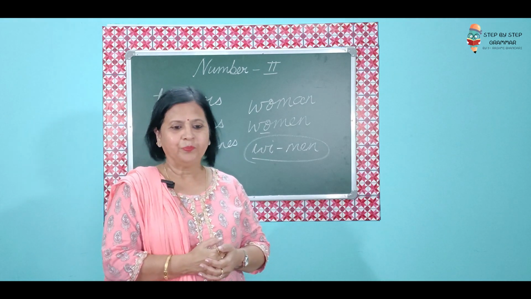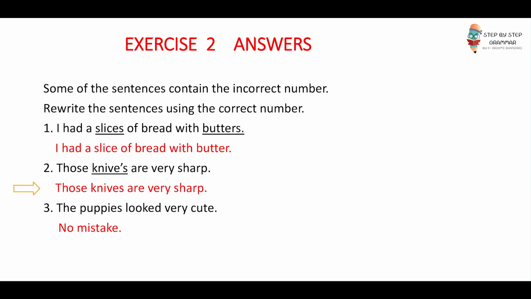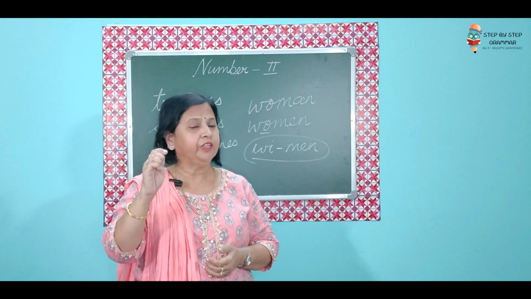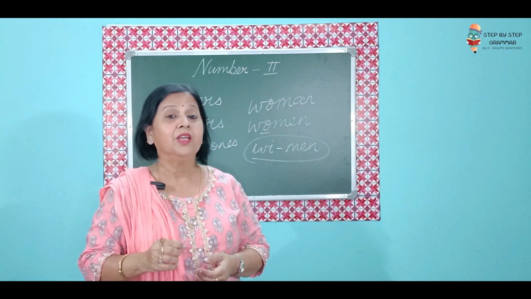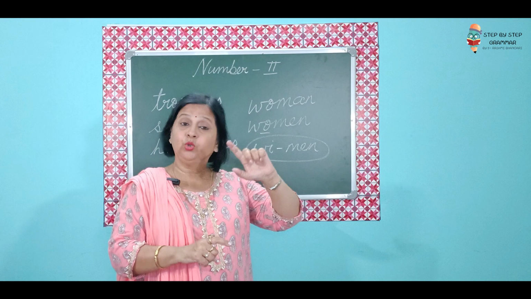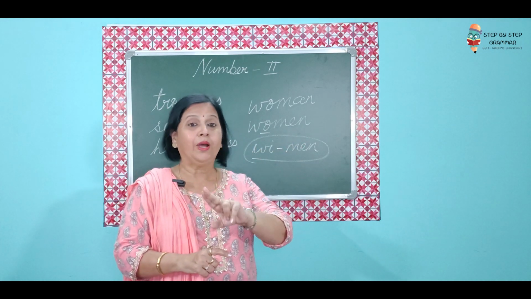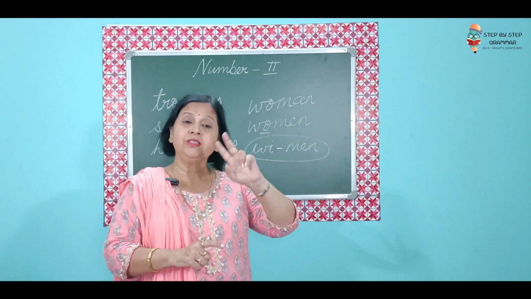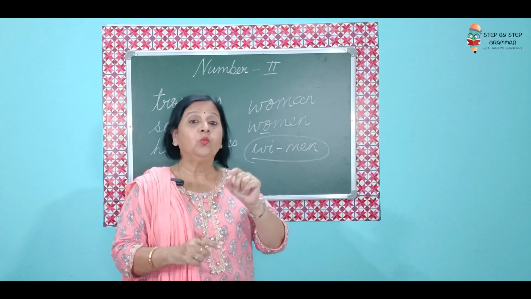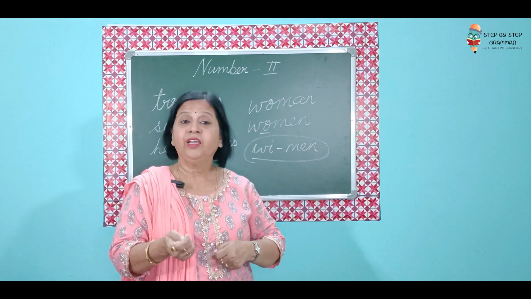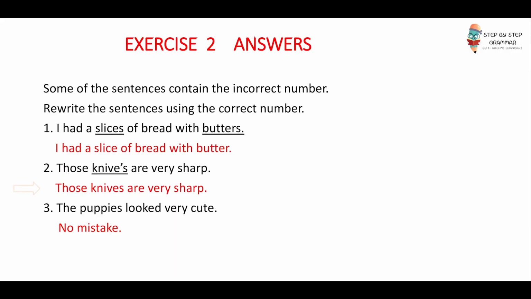The next one. Those knives are very sharp. To hear it, KNIVE apostrophe S sounds exactly like knives. But when we talk about those, it means it is more than one. That is singular, those is more than one. So what is the plural of knife? It is simply K-N-I-V-E-S. That's knives.